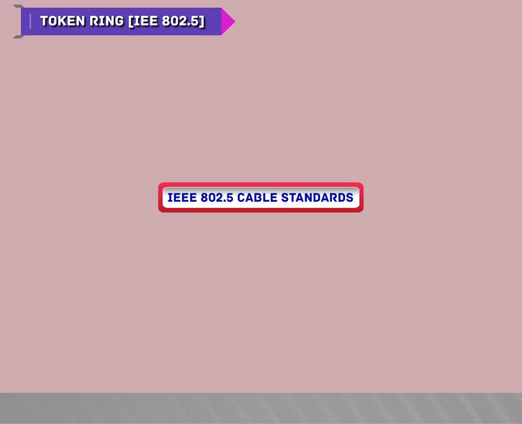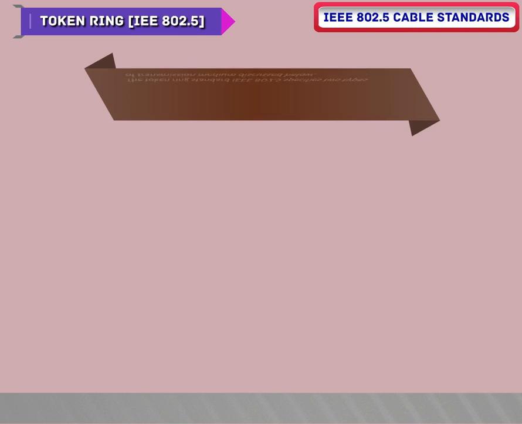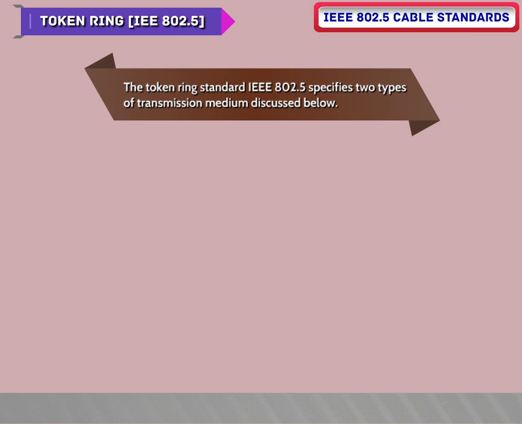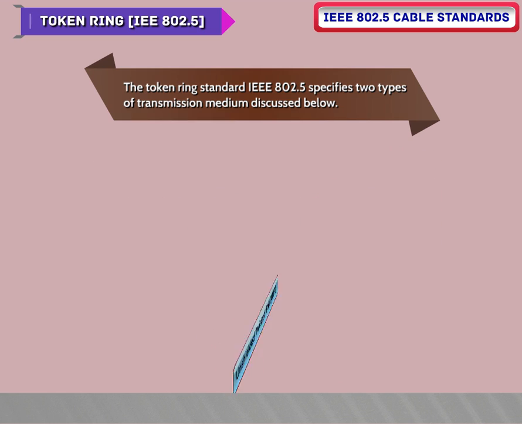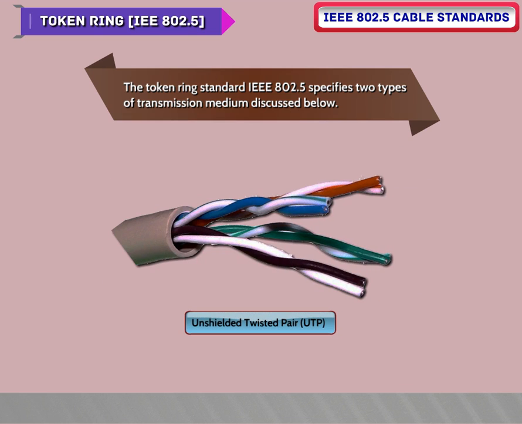IEEE 802.5 cable standards. The token ring standard IEEE 802.5 specifies two types of transmission medium discussed below. Shielded twisted pair, that is STP. Unshielded twisted pair, that is UTP.